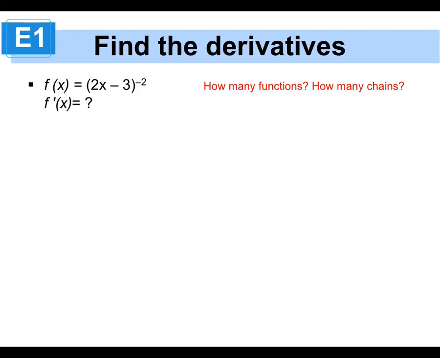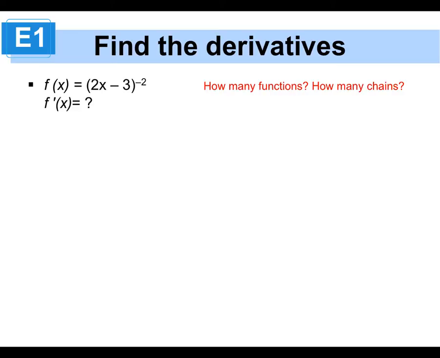Great. Okay, so let's do this: 2x minus 3 raised to the negative 2 power. How many functions? 2, right. What are they? 2x minus 3 and the negative 2 power. Which one's on the inside? 2x minus 3. Good. How many chains? 1. Okay, good. Everybody good there before we actually start doing the math?